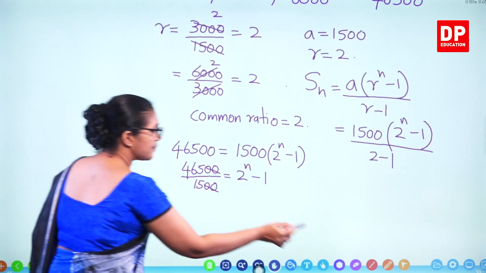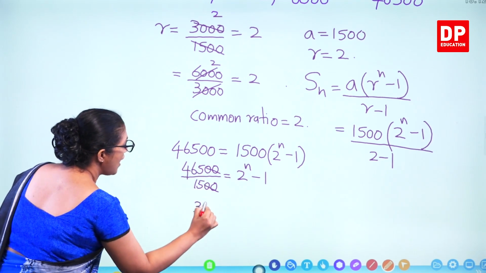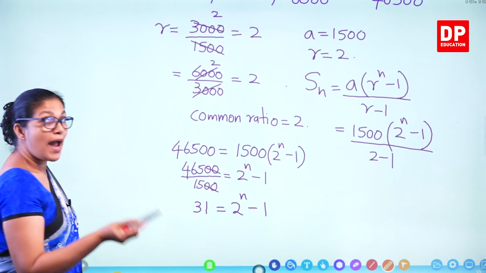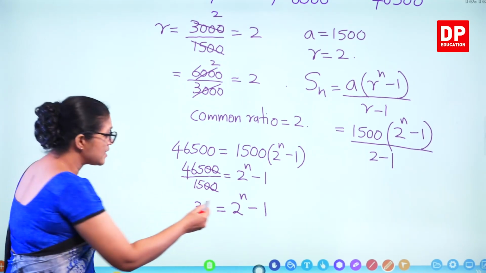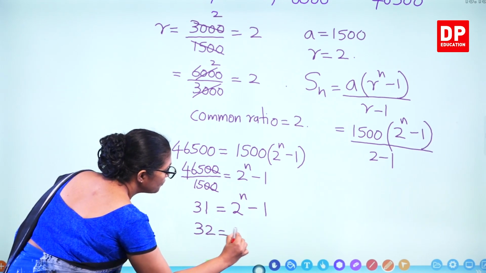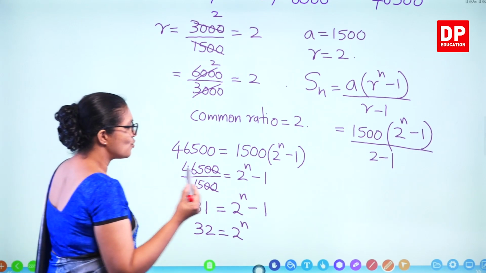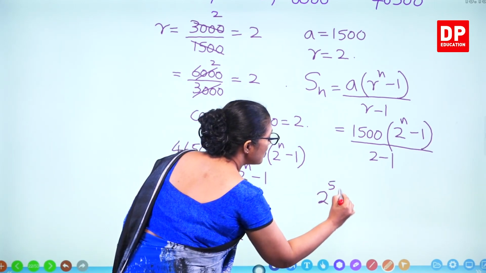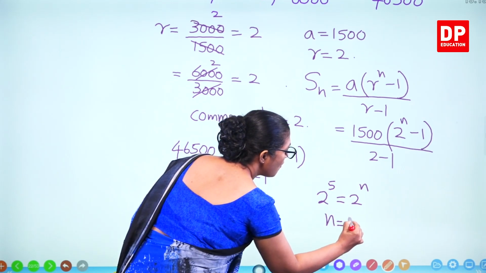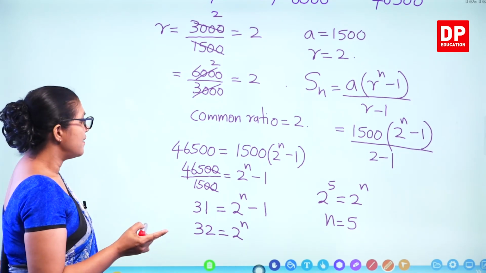So you get 15 times 3, 45 and 1. 2 to the power n minus 1. Now add 1 to that. So you get 31 plus 1, 32. 2 to the power n. So what is 32? 2 to the power 5. That's 2 to the power n. N becomes 5. You can compare the powers because the bases are the same.